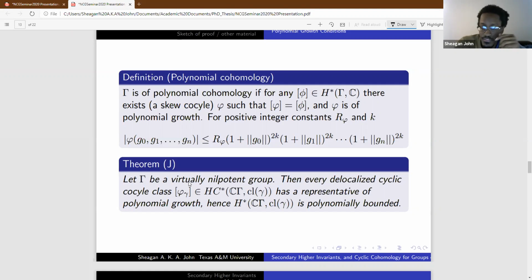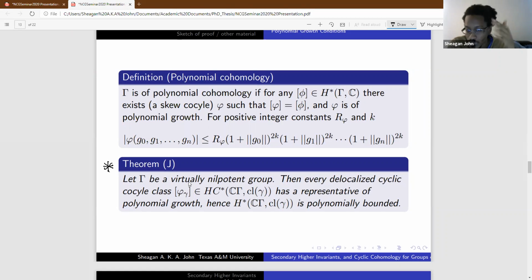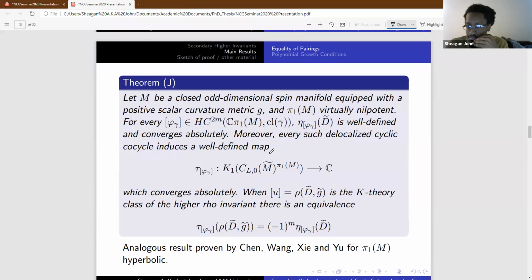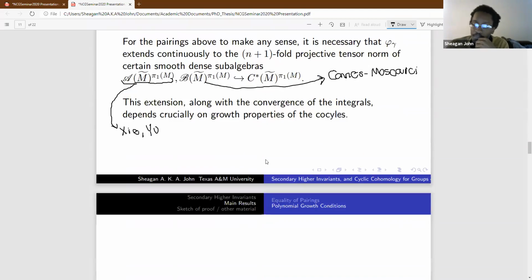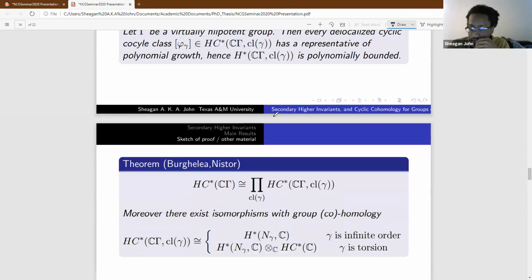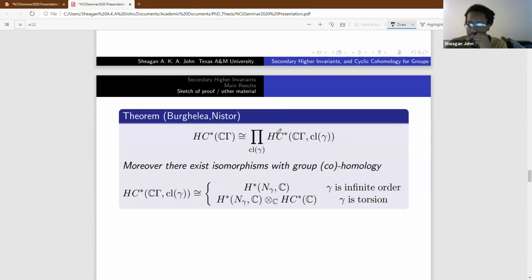So I would like to spend a little while just giving a very brief outline of this proof, because in some sense, everything else follows from it, but everything else is a bit more standard. Okay, so we start with a theorem of Burghelea and Nistor. Burghelea proved this topologically, Nistor by algebraic means, of a splitting of our cyclic cohomology in terms of delocalized classes.